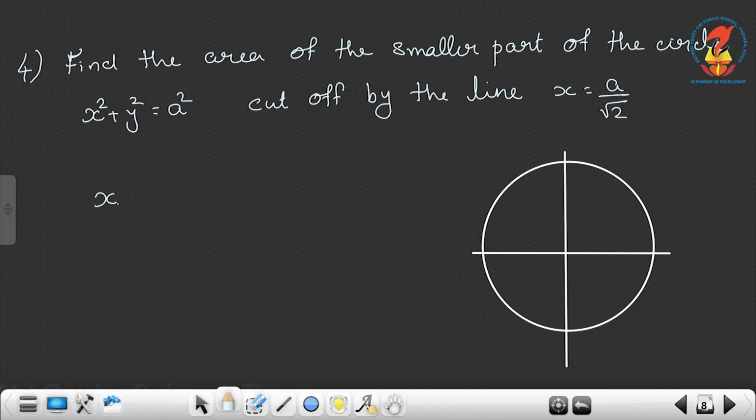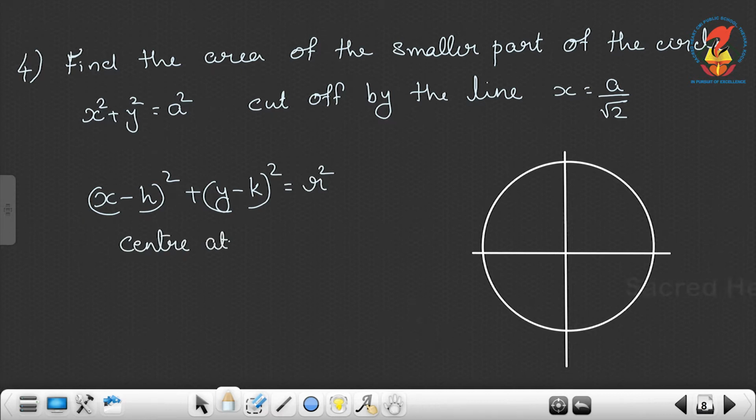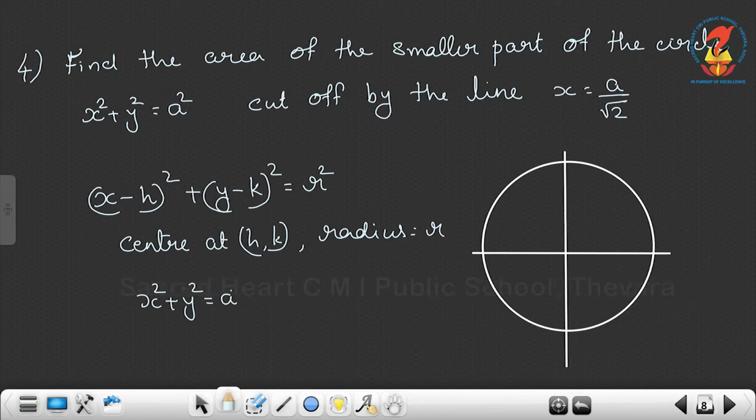The standard equation of a circle is (x minus h) whole square plus (y minus k) whole square is equal to r square. Here the center is at (h, k) and the radius is equal to r. So what about this equation, x square plus y square is equal to a square? The center is at the origin, center at (0, 0), and the radius r is equal to a.